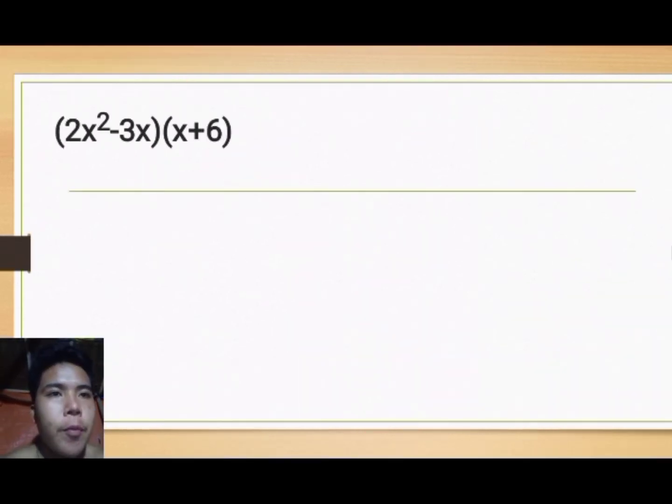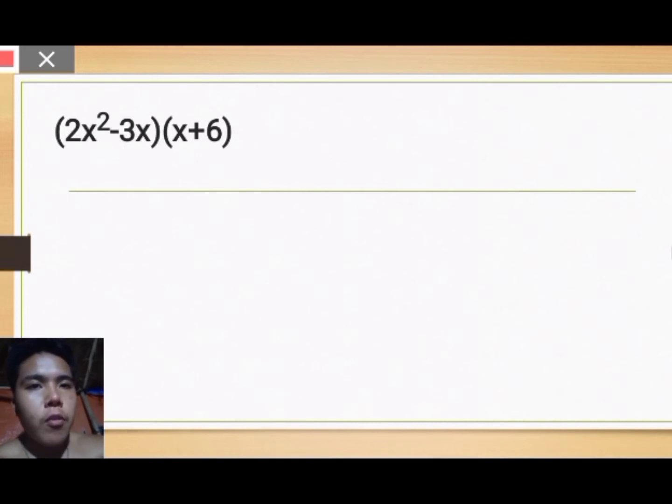So another example. In this case, 2x squared minus 3x times x plus 6. Again, you're going to use the FOIL method, right? So 2x squared times, you're going to multiply this first to this.